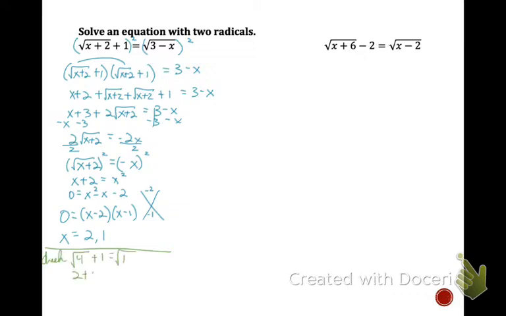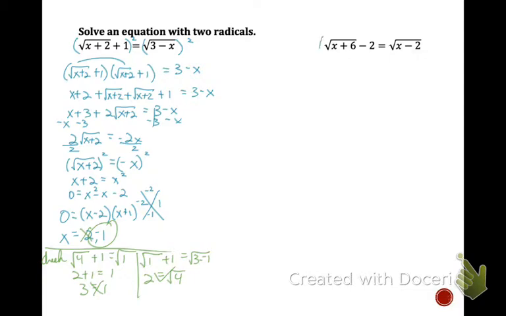So checking 2, I get 3 equals 1, which does not work. Now I'm getting ready to check 1, and I realize I have made a mistake there. So our actual answer we're checking is negative 1. So we get the square root of 1 plus 1 equals the square root of 4. So 2 does equal positive 2. All right, let's work another one like that.